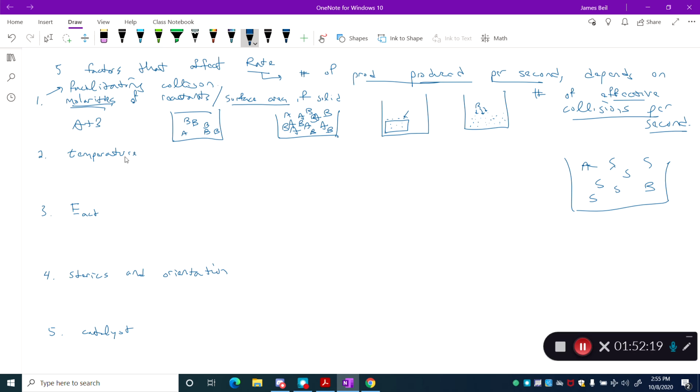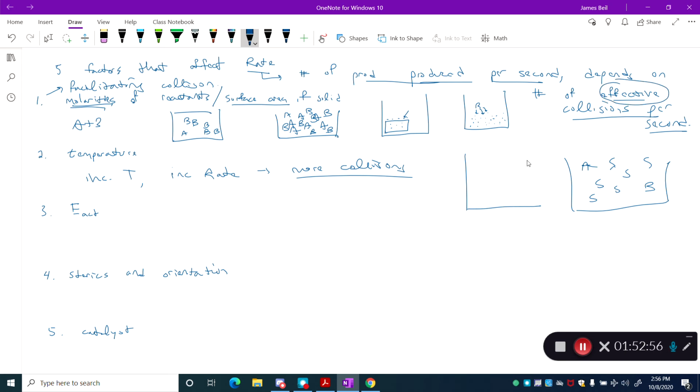What about temperature? If I increase temperature, I'll increase the rate. There aren't really any exceptions to that I'm aware of. And that helps the collisions as well, because if I increase the temperature, these particles will be bouncing around more, they're probably more likely to collide. But more importantly than that, there's also this idea that I have to have the collisions be effective.